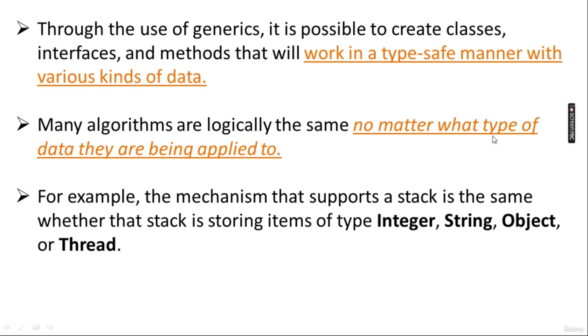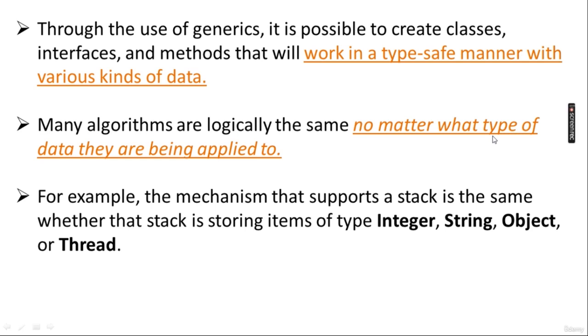Many algorithms are logically the same, no matter what type of data they are being applied to. Okay, so it is very easy to use generics, and they work in a type-safe manner with various kinds of data that we are operating upon. For example, the mechanism that supports a stack is the same whether the stack is storing items of type integer, string, object, or thread. So data can be anything. Data can be int, string, object, or thread, but the main implementation of stack will remain the same.